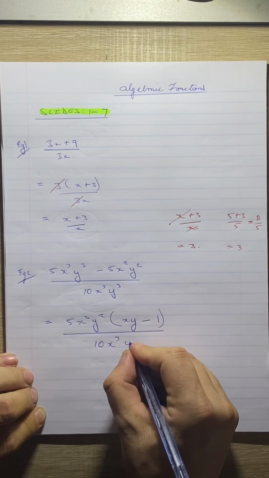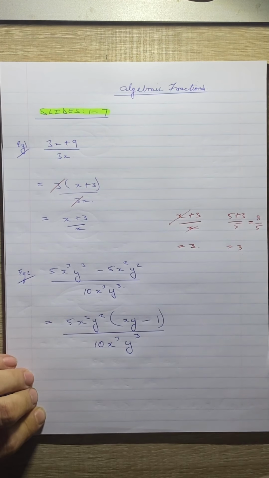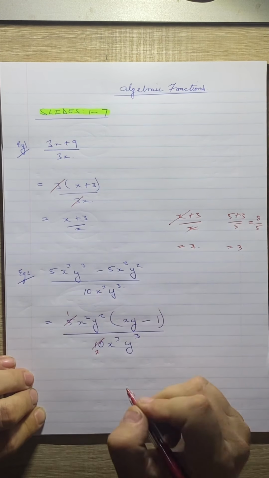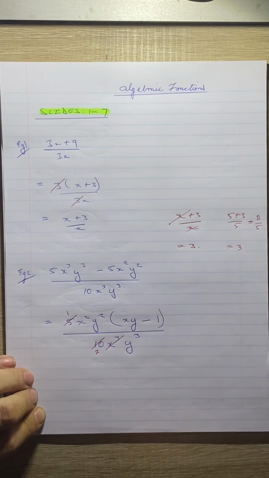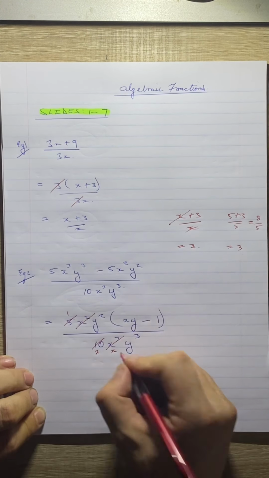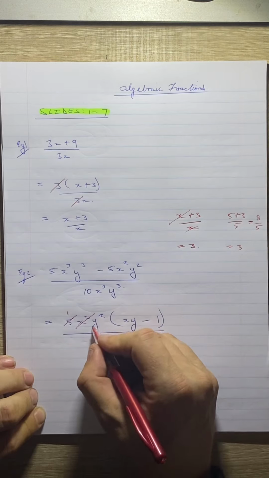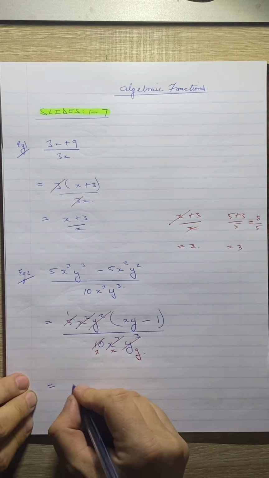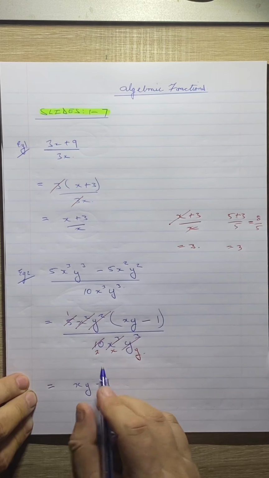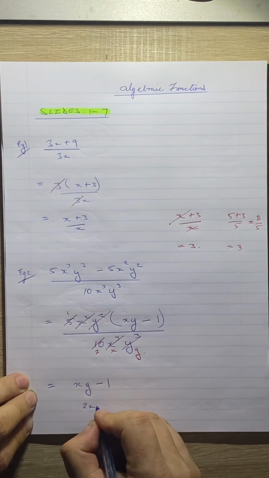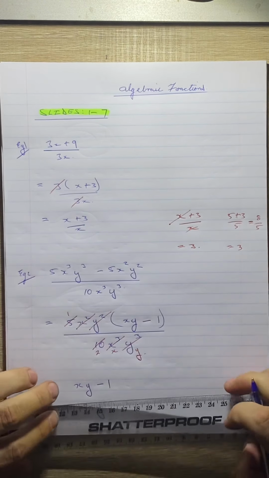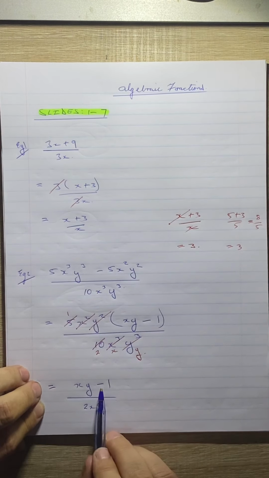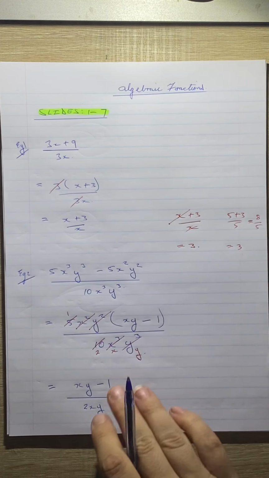10x cubed y cubed. Okay, so let's start cancelling things here. So the 5 will go into itself once, the 5 will go into there twice. 2 x's will cancel with the 2 x's there, and we're just left with an x there. 2 y's will cancel with 2 y's there, and we're just left with a y over here. And then what are we left with? xy minus 1 all over 2xy. All right, again, grade 10s, please do not cancel that xy with that xy. We cannot cancel across pluses and minuses.